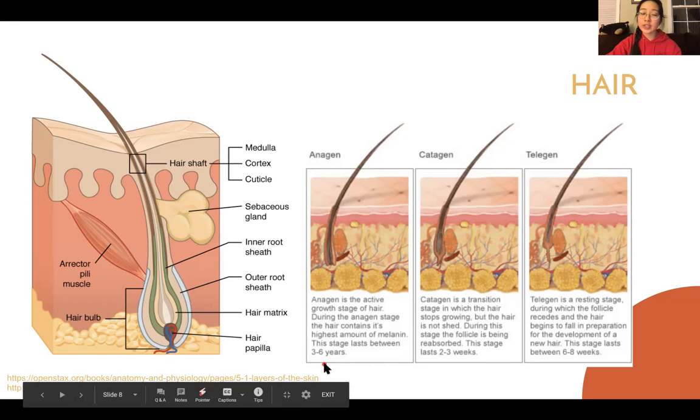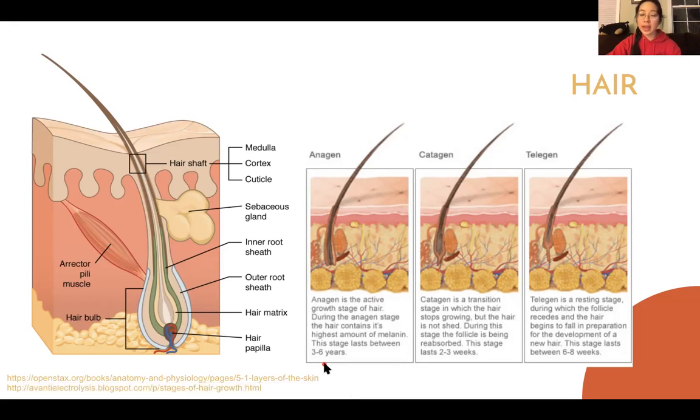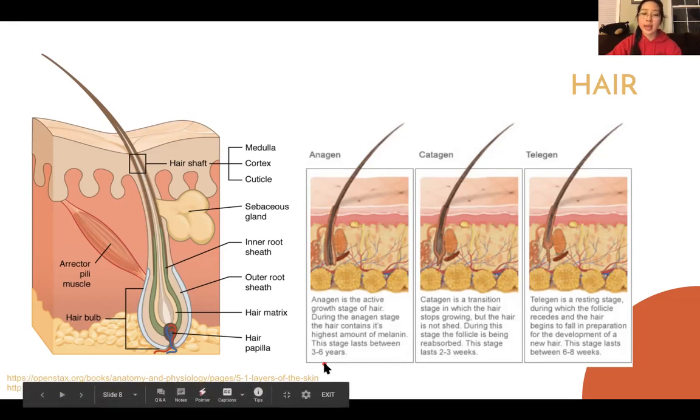Anagen is the longest stage of growth. So it's when the hair is actively growing and the hair contains its highest amount of melanin. So the hair is lengthening by being pushed up here by new cells of the hair matrix.